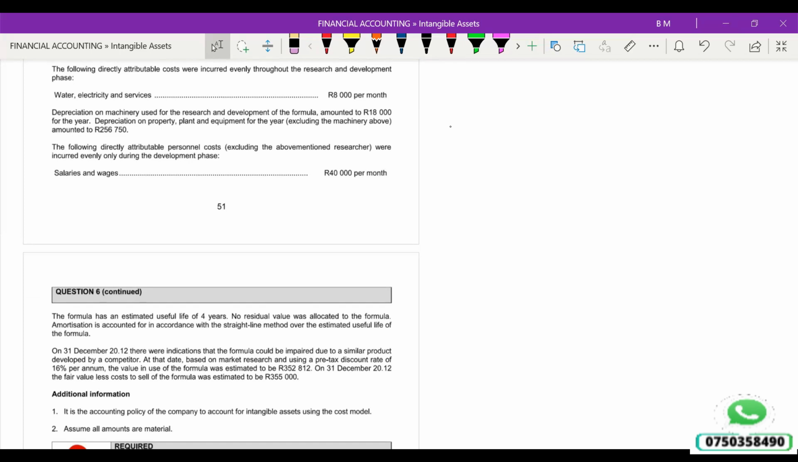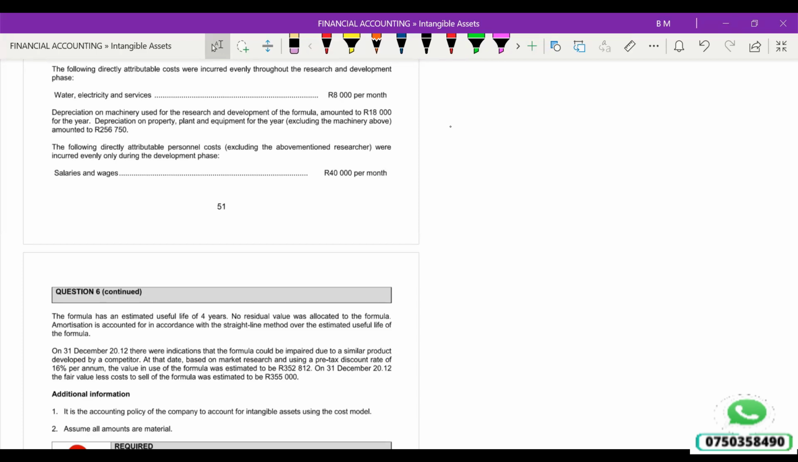On 31 December 2012, there were indicators that the formula could be impaired due to similar product development by a competitor. At that date, based on the market research and using a pre-tax discount rate of 16%, the value of the formula was estimated to be 352,000. The fair value was 355,000.